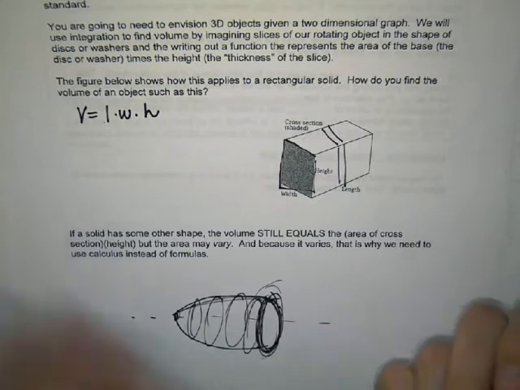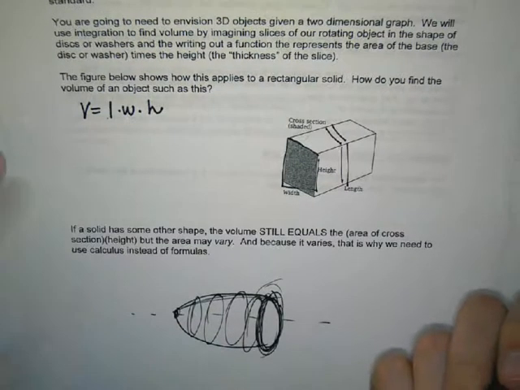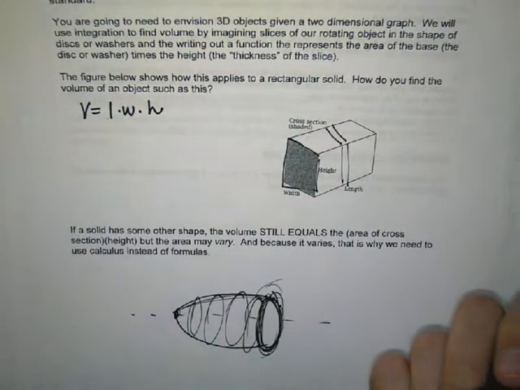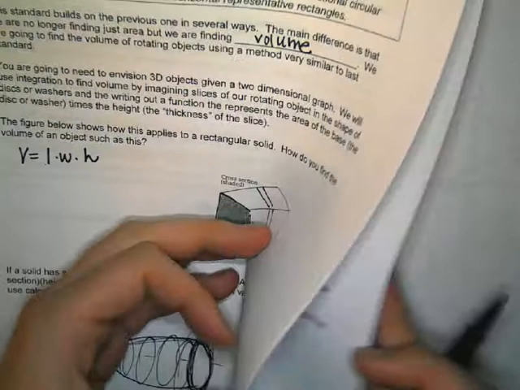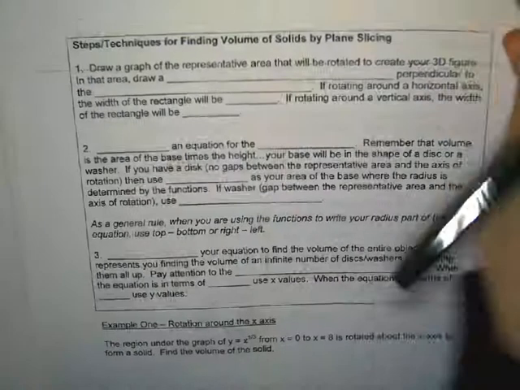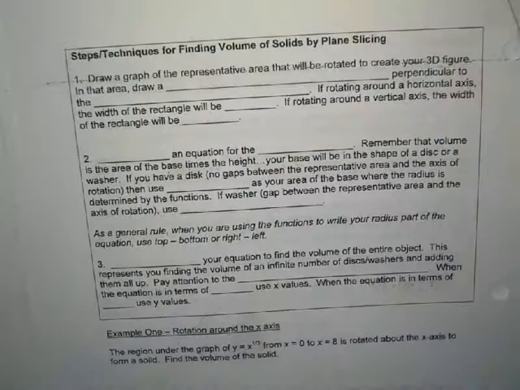So because it varies, we can't easily slice it up, find the volume of each separate piece, and add them all up. So we use calculus to do that because calculus lets us do it all in one step instead of breaking it up into pieces. So let's talk about the steps. Steps are techniques to finding volume of solids by plane slicing.